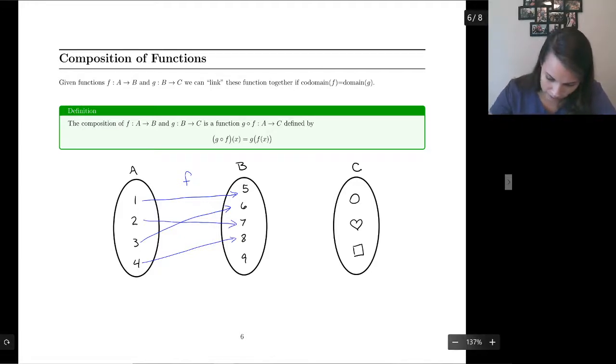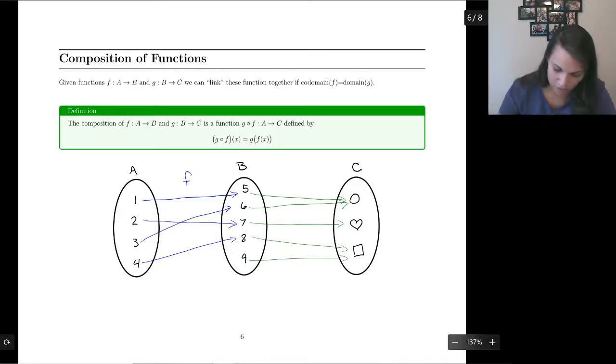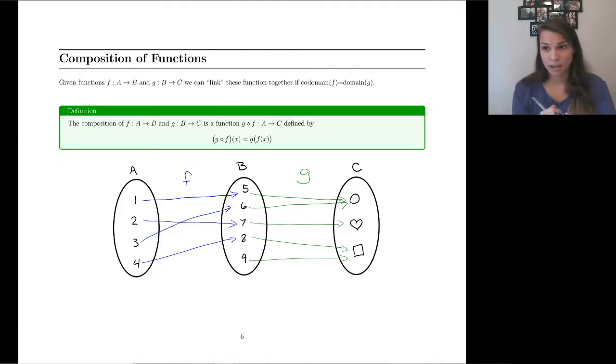And then we're going to do function G. We're going to say that goes to circle. 6 also goes to circle. 7 is going to go to heart. 8 goes to square. 9 goes to square. And this is going to be G. So G has to use everything in its domain. It has to use 9.